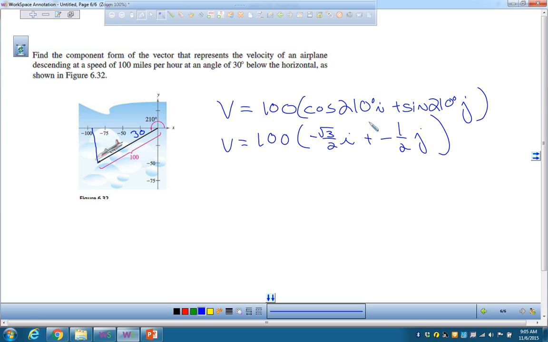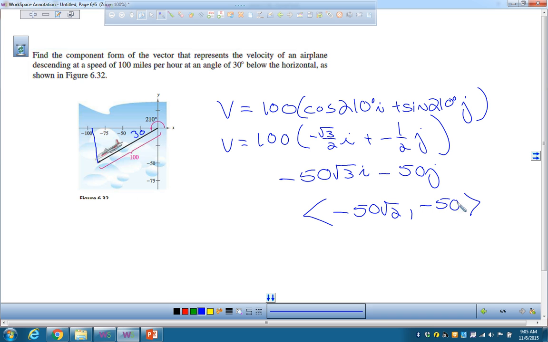So in linear combination form, it's going to look like negative 50 root 3 i minus 50 j. If you left it like that, I'm fine. But what they want is component form: negative 50 root 3, comma, negative 50. You can just turn it into that, because that means the same exact thing.